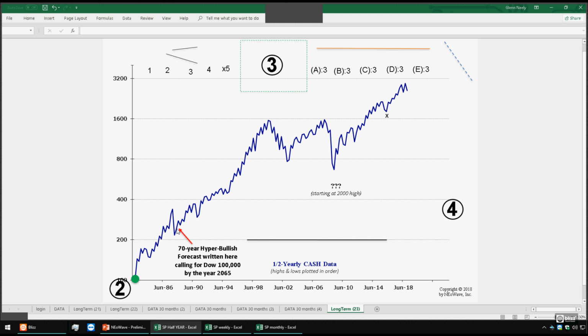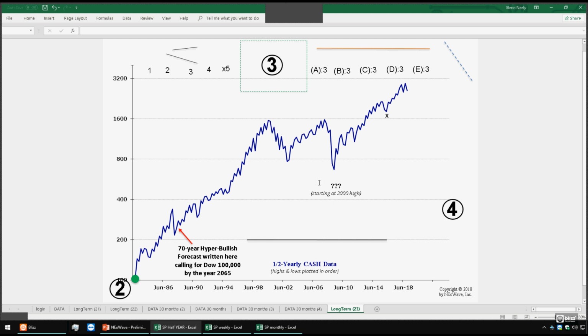So this is just one example of how well NEoWave theory works in relation to orthodox Elliott wave, which was hyper bearish and has been predominantly bearish for the last 30 years. Most Elliott wave analysts have called for virtually every single high that we see here on this chart for the last 30 years as the end of the bull market, the end of the world, the end of the US, and of course the market just keeps going up.